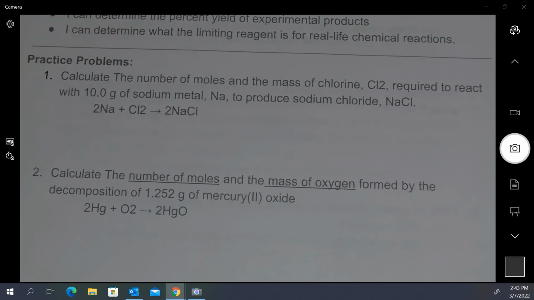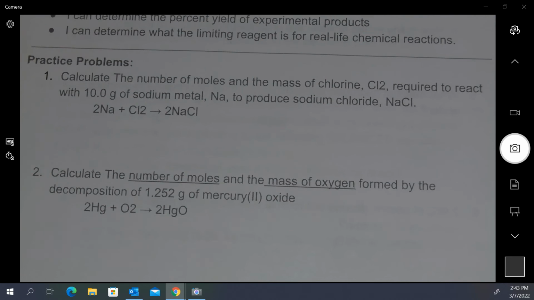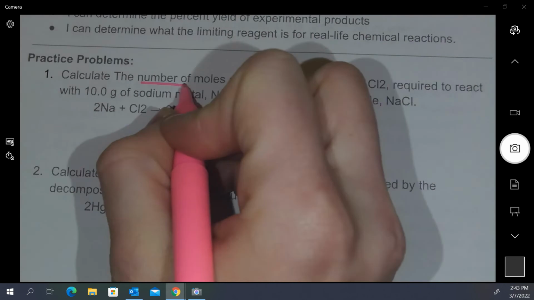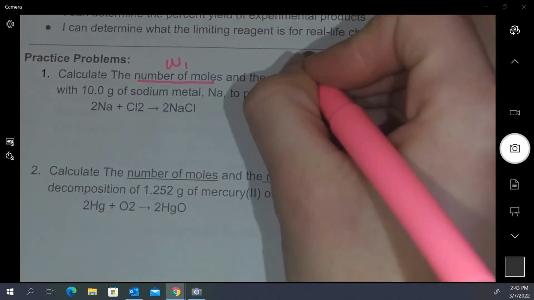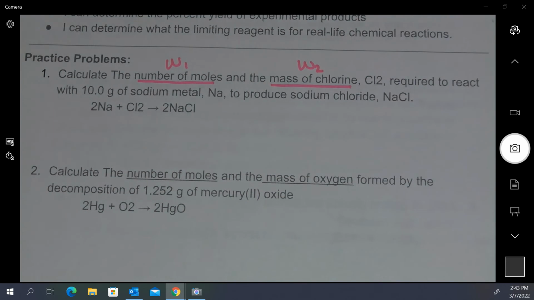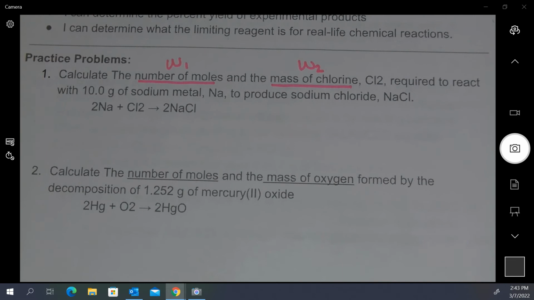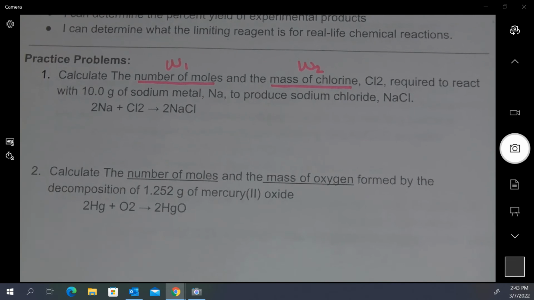Number 1 says calculate the number of moles and the mass of chlorine, Cl2, required to react with 10 grams of sodium metal to produce sodium chloride. So the question is asking for two different things. It wants number of moles and it wants the mass of chlorine. So we've got a want 1 and a want 2. Two different questions embedded in this problem. And it gives you a given. What is the given in this problem?